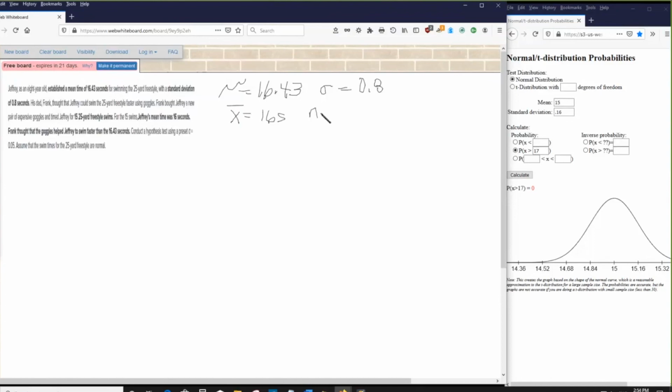Then he did 15 swims, so that'd be our sample size. For Jeffrey's mean time, so I bought him goggles, and then he did 15 swims, and then this time his average mean was 16 seconds.